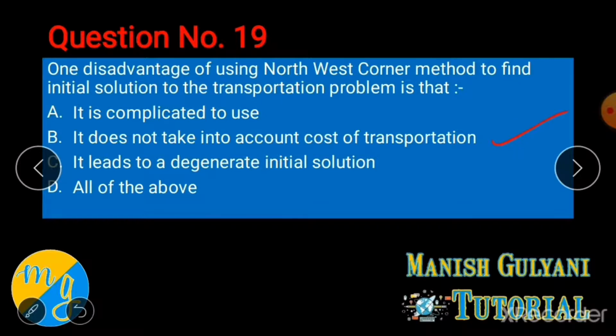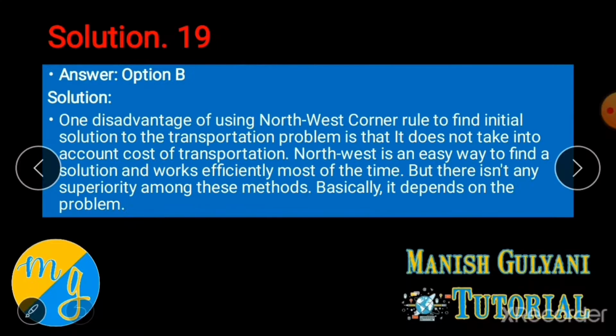The reason being, it always starts from the left side upper cell, that is fixed, then moves zigzag. It doesn't matter what the cost is. It always moves as per its rules, starting from the left side upper cell and moving zigzag. So it does not consider the cost of transportation, and that's the main disadvantage. Without considering the cost of transportation, how can you expect to reduce your cost? You have to consider your cost. So that's the main disadvantage of this method.